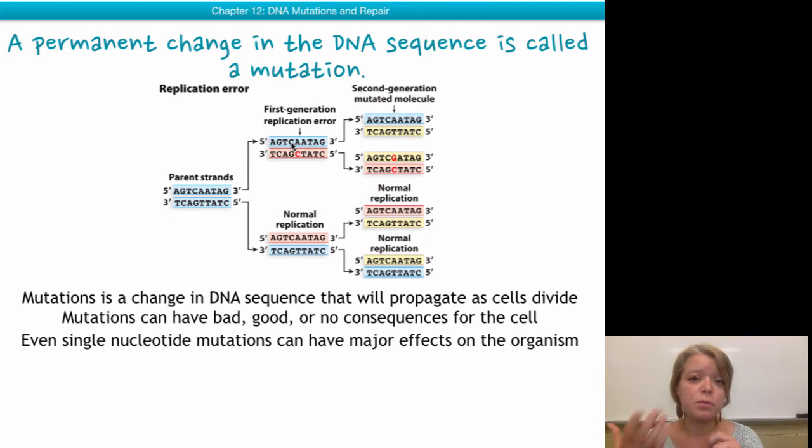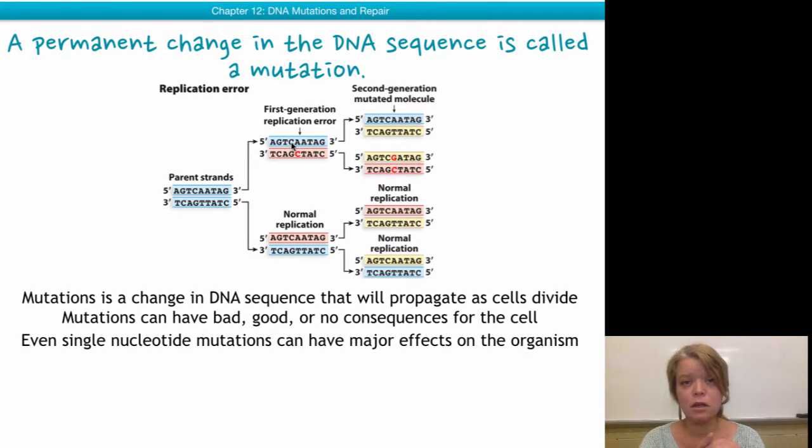DNA mutations can be bad, good, or of no consequence. They can be good and, for example, make one particular organism of the species more likely to resist certain environmental hazards. They can be bad and result in the organism's death. Or most mutations actually have no consequence on the cell because of many reasons that we will discuss as the class progresses.